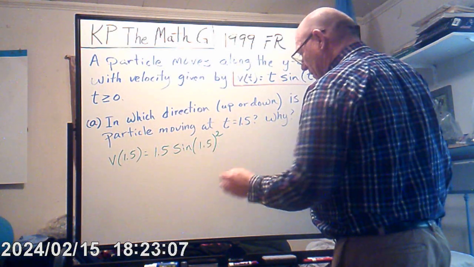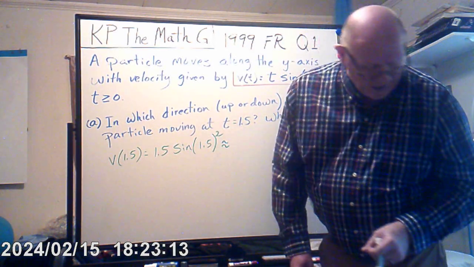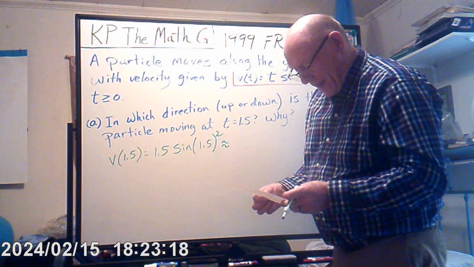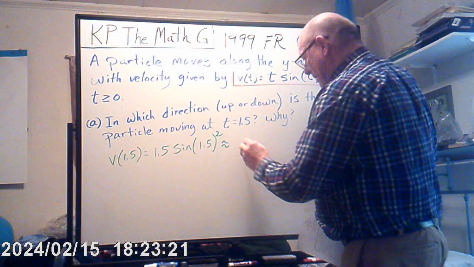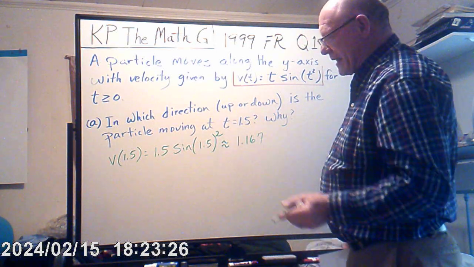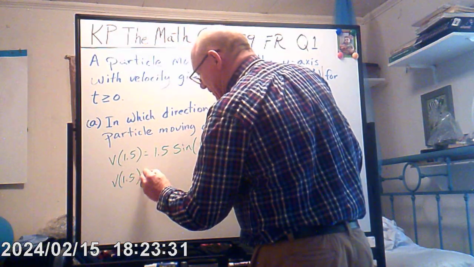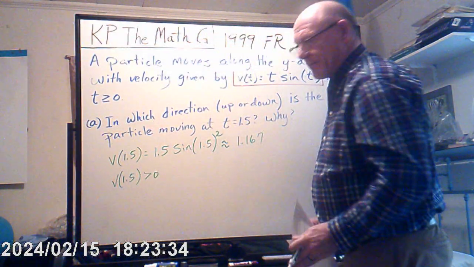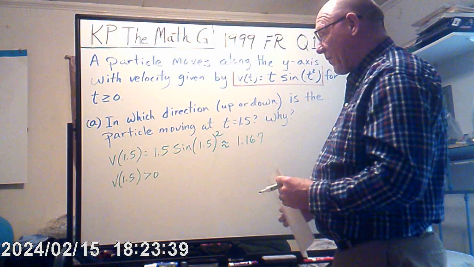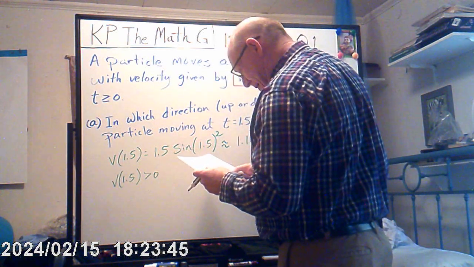Now you plug that in, you get an answer that is approximately equal to, and I wrote all these things down, 1.167. So what does that say? V at 1.5 is greater than 0, isn't it? And if it's greater than 0, then we know, for this reason. Do we have to say why? Yeah.